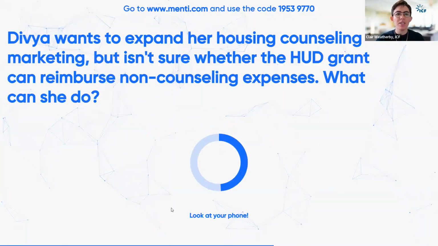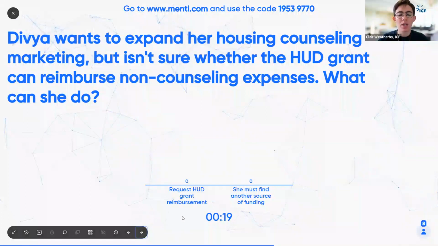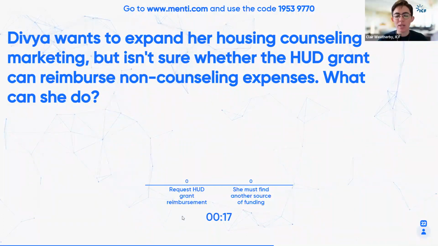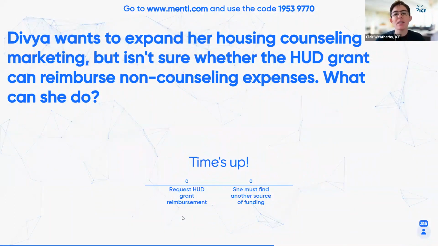Okay, so Divya wants to expand her housing counseling marketing, but isn't sure whether the HUD grant can reimburse non-counseling expenses. What can she do? So let us know. Should she go ahead and request HUD grant reimbursement, or does she need to find another source of funding to cover that marketing to get those clients in the door? Let us know what you think. You have 1 second.